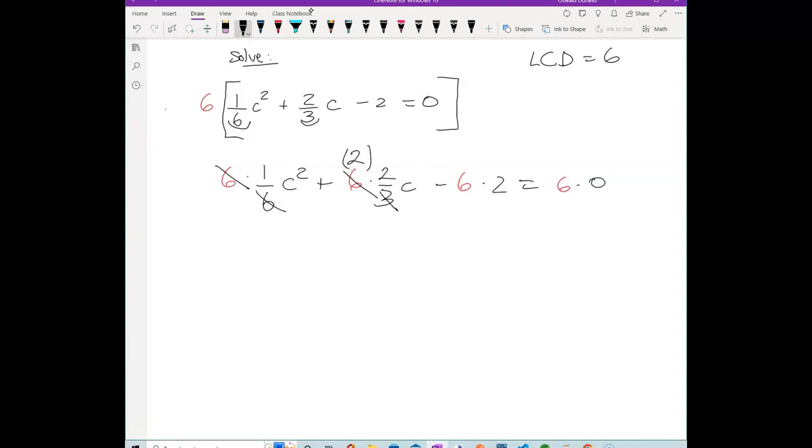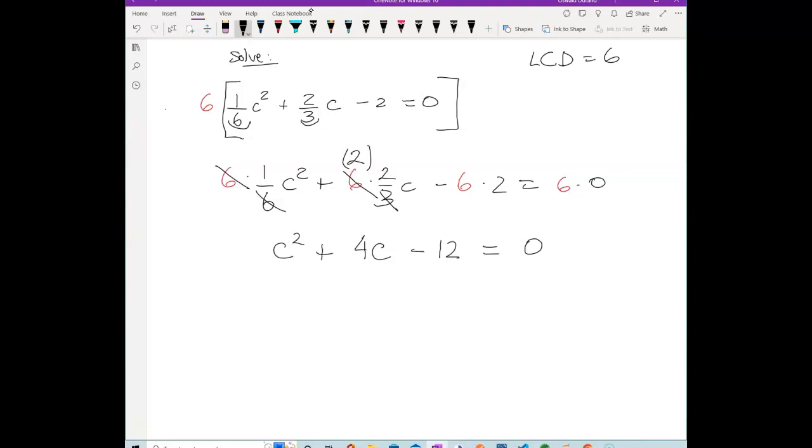So we have 1 times c squared, just c squared, plus 2 times 2, which is 4, so 4c, minus 6 times 2, 12, equal to 6 times 0, which is 0. Nothing changes there. All right.